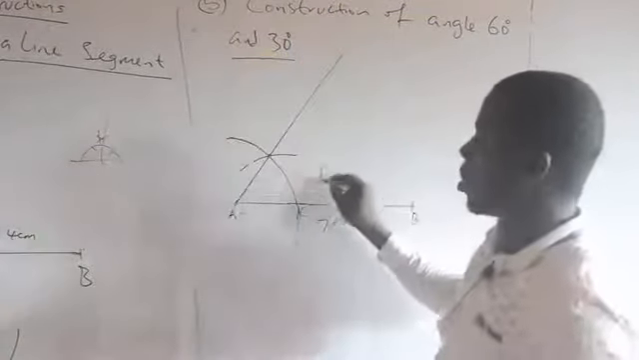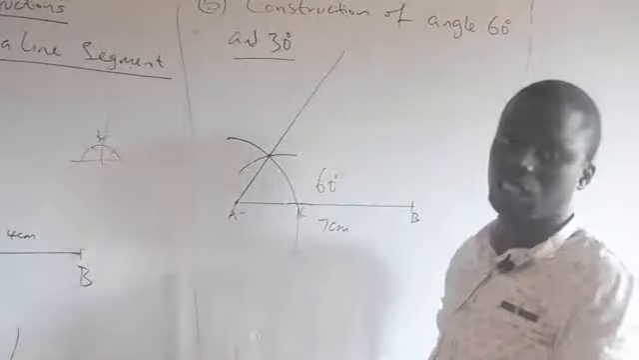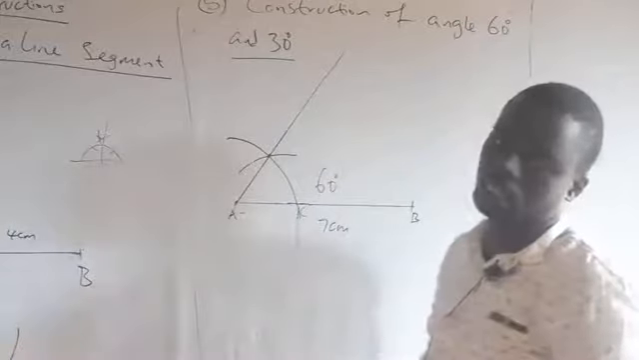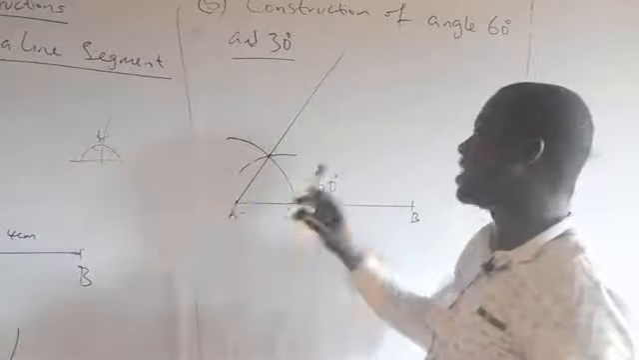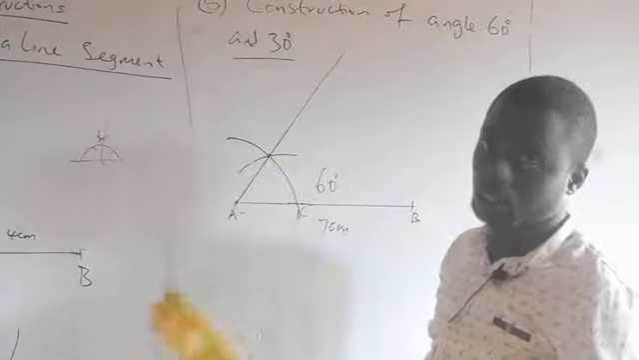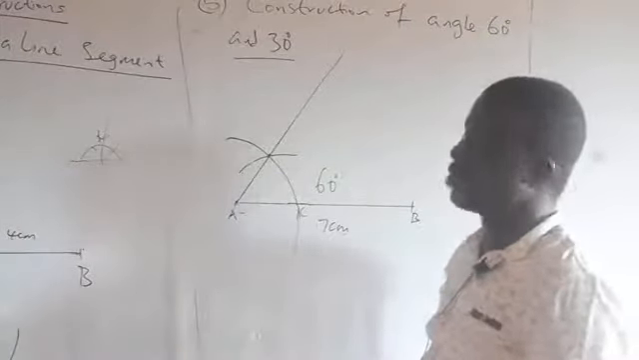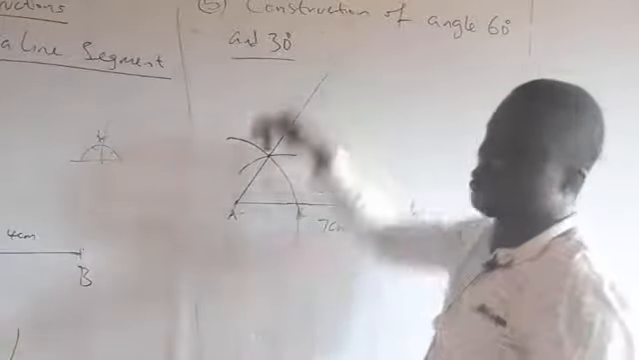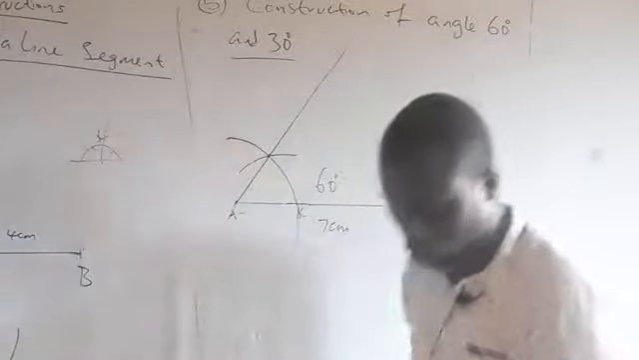This angle is called angle what? 60 degrees. Hope you are following. Inside this 60 degree angle, we can as well construct an angle of 30 degrees. I said it in the beginning. I don't want to construct another 60 degrees again. I want to use this 60 to get angle 30. What do I do? I now divide 60 into two equal parts.